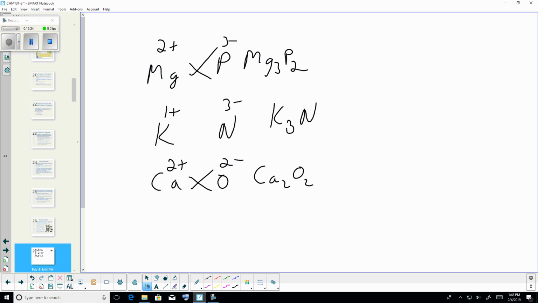The actual answer is CaO. So be careful when you cross the numbers that you can't reduce it any further. Basically, if they're the same, there's no number to be added to the end. What if you have, say, 2 out of the same column? Can you do that? No. You can have a metal and a non-metal.